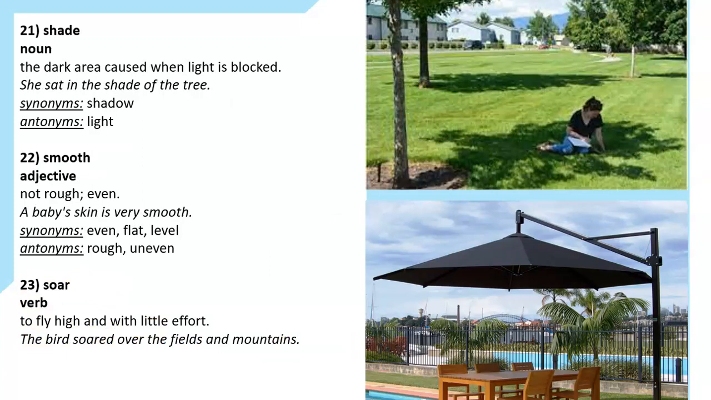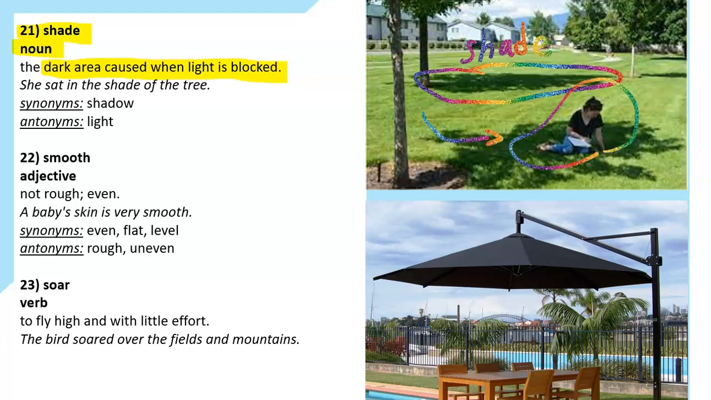Our next word is shade. Shade is a noun and it is the dark area caused when light is blocked. Light from the sun is always coming down, but when it is blocked, it makes this dark area that we call the shade. On hot days, I like to sit in the shade like this girl here. Or I can use an umbrella for shade.